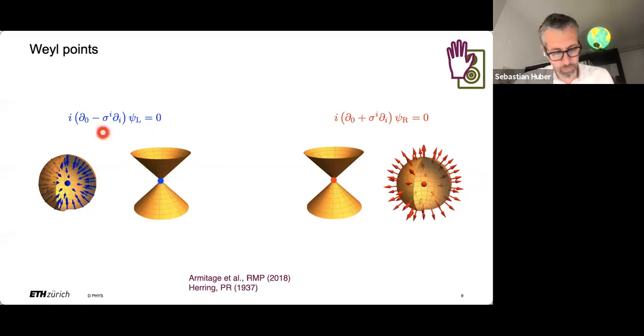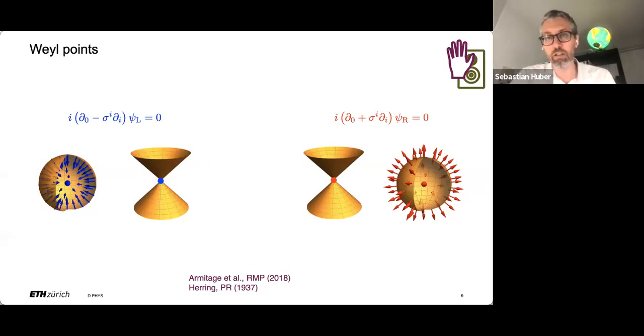Now we see that there is a blue and a red Weyl equation, and they differ by this sign here. These are the two chiralities that you can have for your Weyl particles. What it really means is, if you look at how the eigenstates look around this touching point, then either the spin, or whatever degree of freedom is encoded by this 2x2 Pauli matrix, is anti-aligned with the momentum around this touching point, or it's aligned.